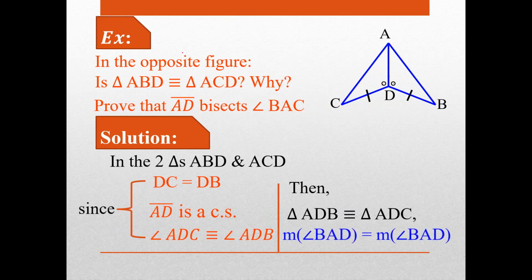Then what? We say if the two triangles are congruent, then each element in the first triangle is congruent to the corresponding part in the second triangle. Then angle DAB will be equal to angle DAC. Then AD is a bisector, and it is the second required.